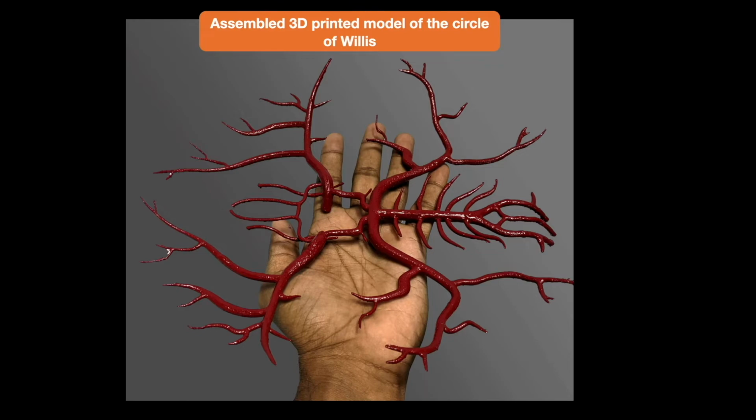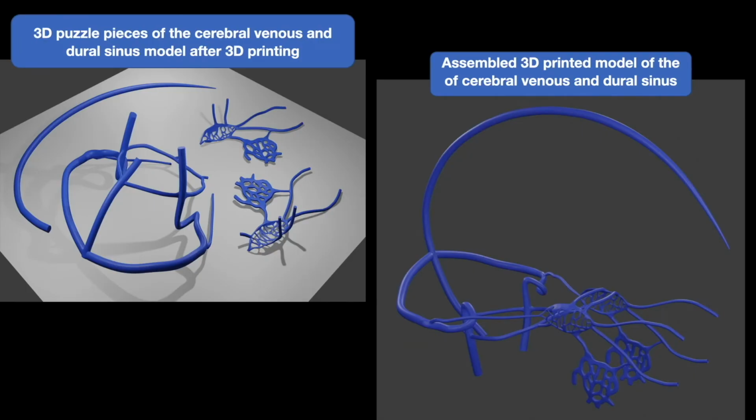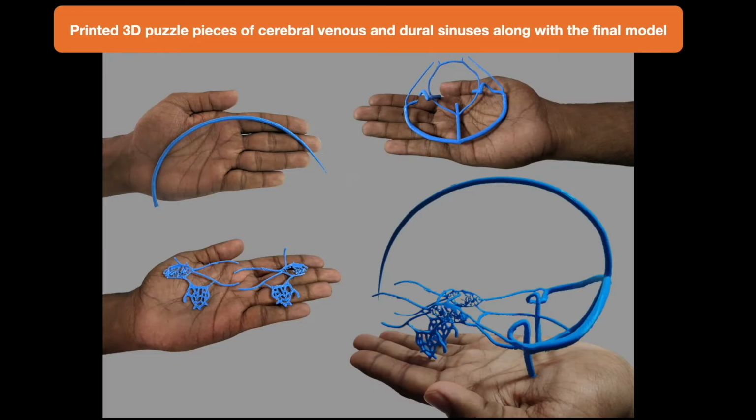by the neophyte. On the left hand side, the 3D puzzle pieces of the cerebral venous system model after printing are shown. And on the right hand side, the assembled 3D printed model of the cerebral venous system is shown. This is an image showing how the various 3D puzzles were assembled, with the final assembled 3D model being held in the hands of the neophyte as shown here.